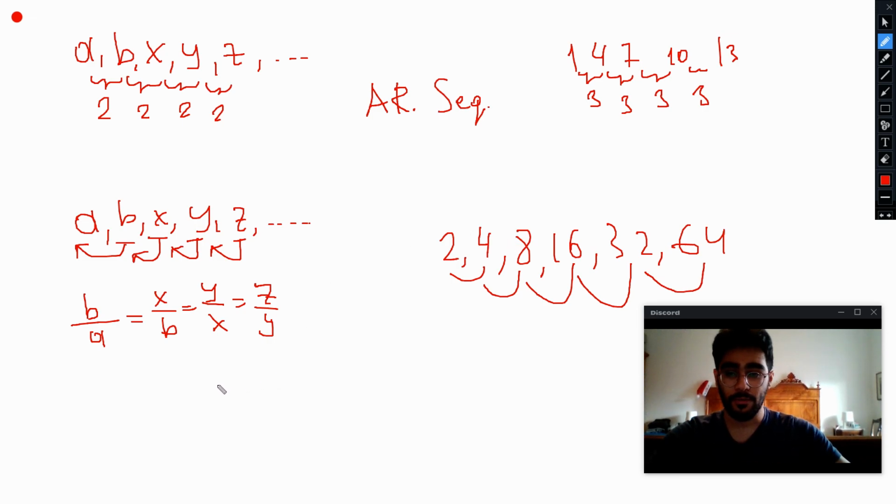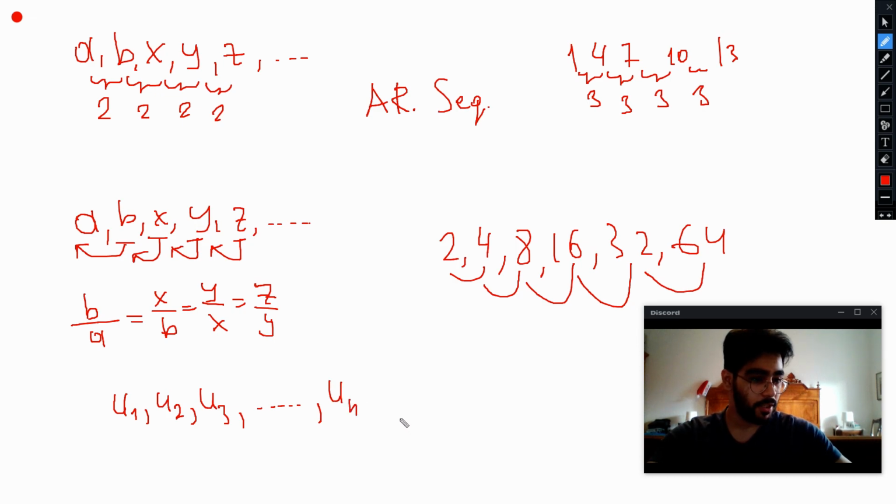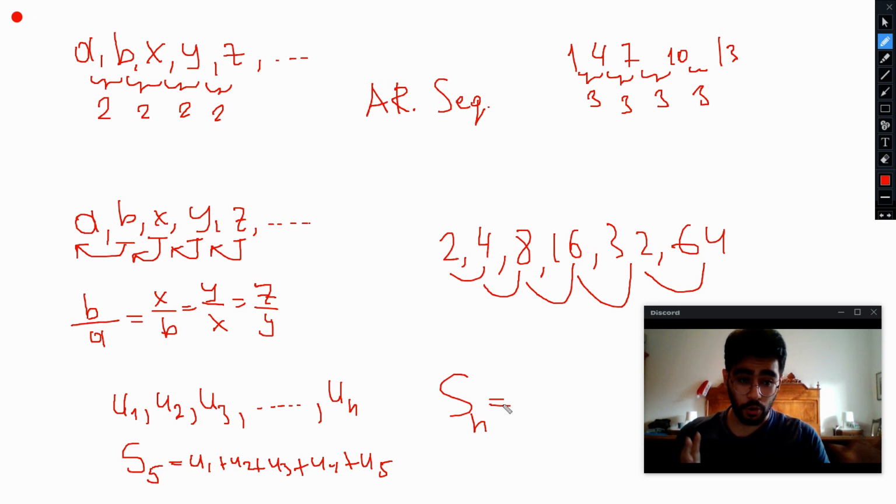The only additional thing that you need to know about these is the notation for the sequences. We call the first term U1, the second term U2, the third term U3, and so on, and we call the term number n Un. Pretty easy. We call the sum of the first, let's say, 5 terms S5. This means U1 plus U2 plus U3 plus U4 plus U5. If I write Sn, that means the sum of all the terms from the first term to the term number n.